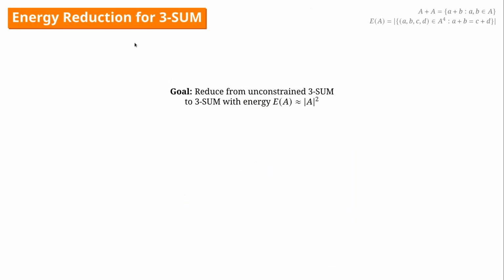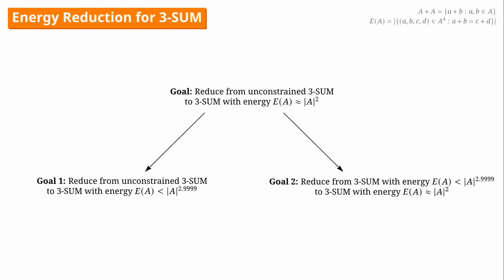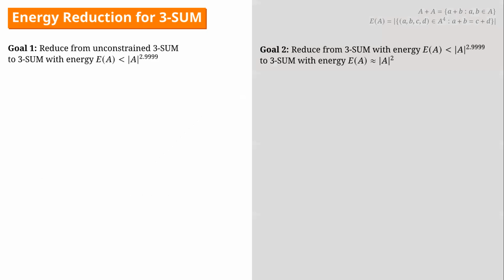So what is our goal? We would like to reduce from an unconstrained threesome instance to a threesome instance with additive energy comparable to A squared. And we will achieve this goal in two steps. Well, we will first reduce an unconstrained threesome instance to one with energy less than A to the 2.99999. And then we will take that instance and reduce it further to reduce the energy to roughly quadratic. Okay? Let me put goal one on the left side and goal two on the right side of it.